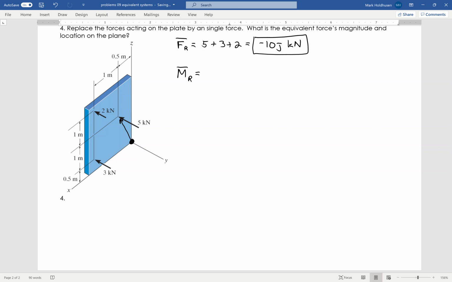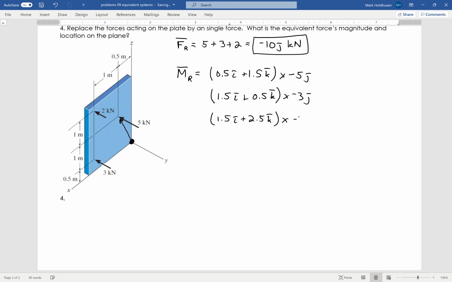Okay, so we start with the 5, which will be 0.5 I plus 1.5 K, and that's going to be crossed with the negative 5 in the J direction. Now I'll go to the negative 3, which is going to be 1.5 I plus 0.5 K, and I'll cross that with the negative 3J. Now I go up to the 2 there, which will be 1.5 I, and then 2.5K, and I'm going to cross that with the negative 2J.